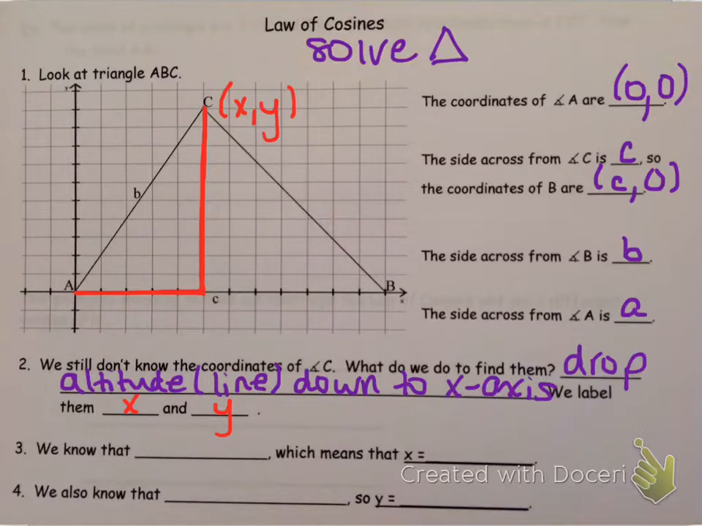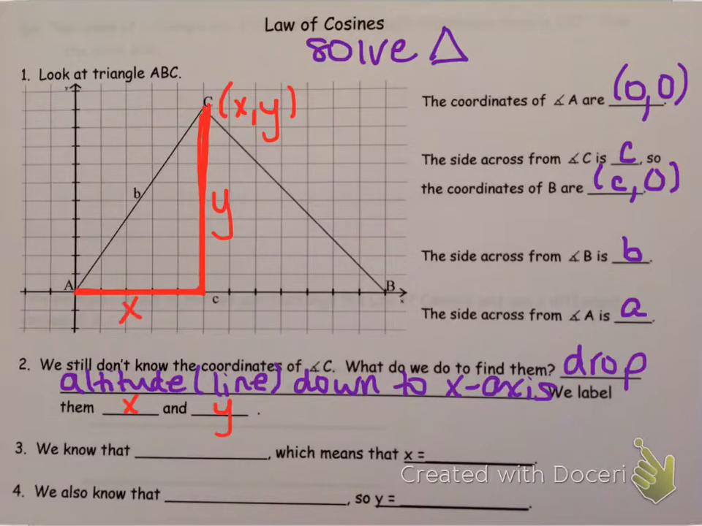So once again, just like with the area notes, this side right here is going to tell me what my x-coordinate is, because it tells me how far to the right of the origin I am. And this point right here would tell me what the y-coordinate of that point is, because it would tell me how far above the origin I am. Then what I've just constructed by dropping this altitude down is a right triangle.